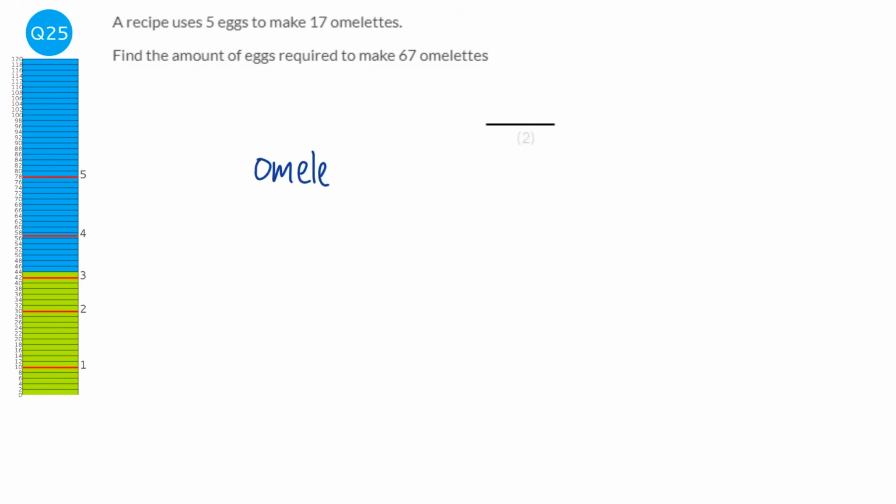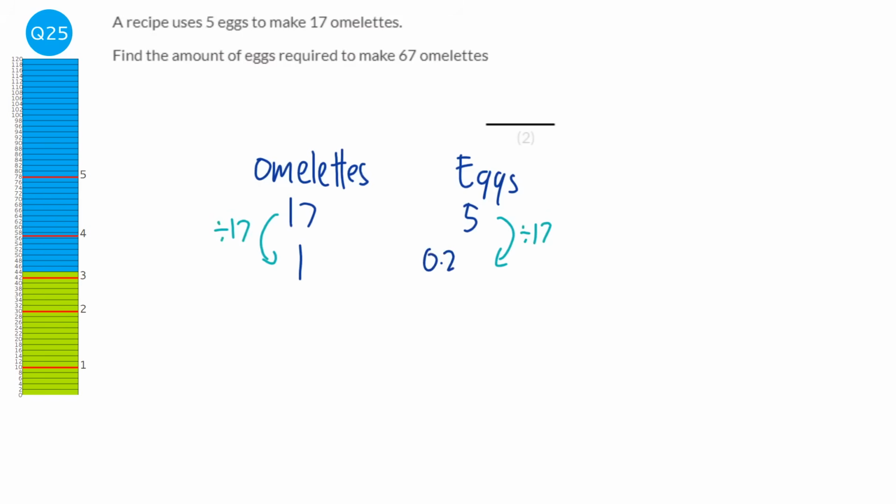So we're going to track the number of eggs needed to make each number of omelettes. So 5 eggs makes 17 omelettes. We're just going to find out how many eggs are required to make one omelette. So we divide both sides by 17, and so one omelette would be 0.294 and so on eggs.